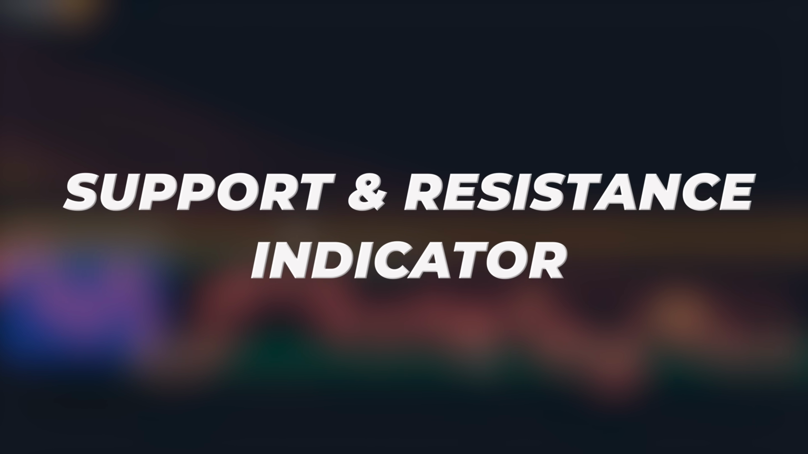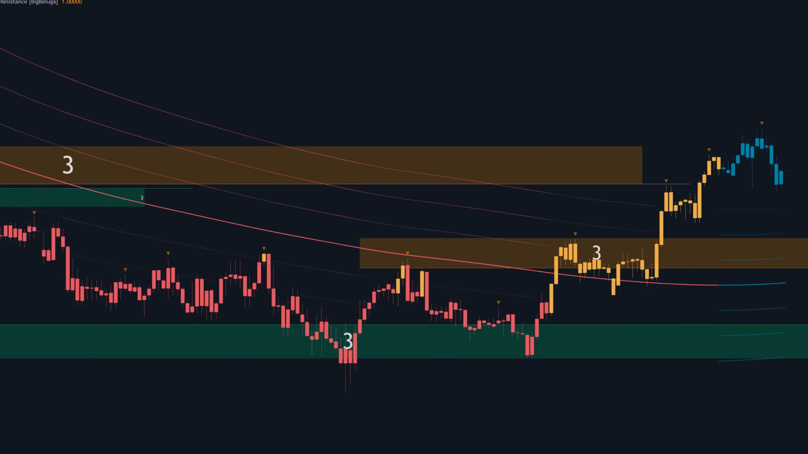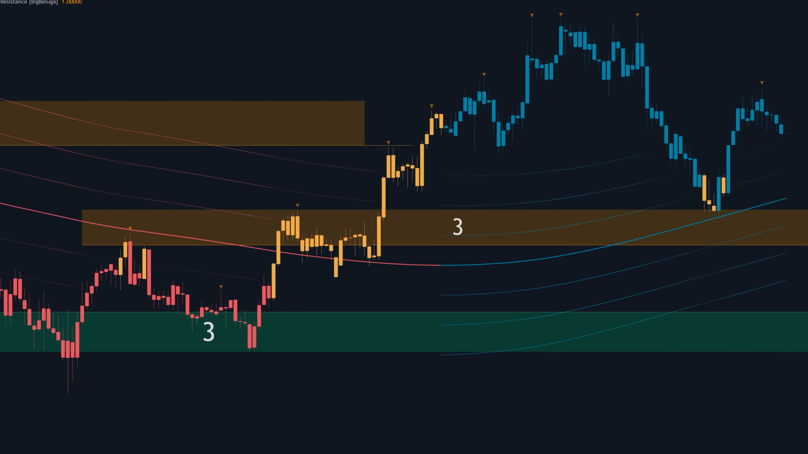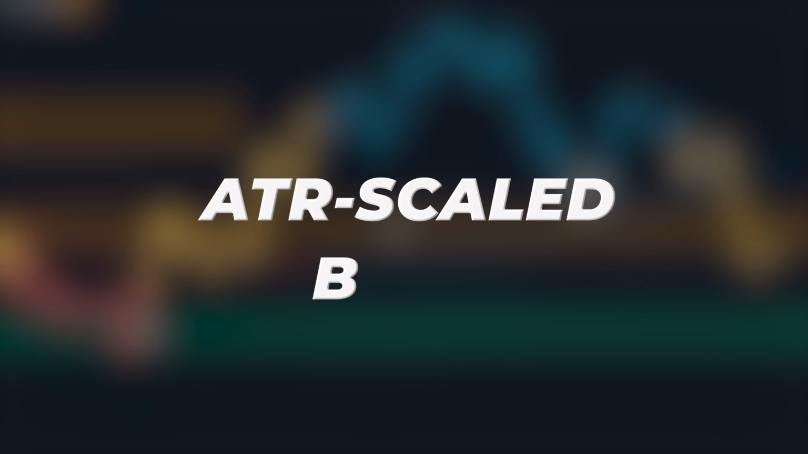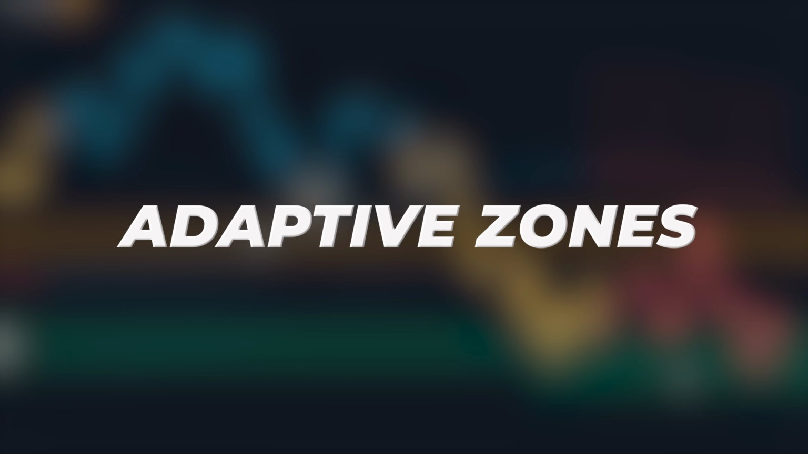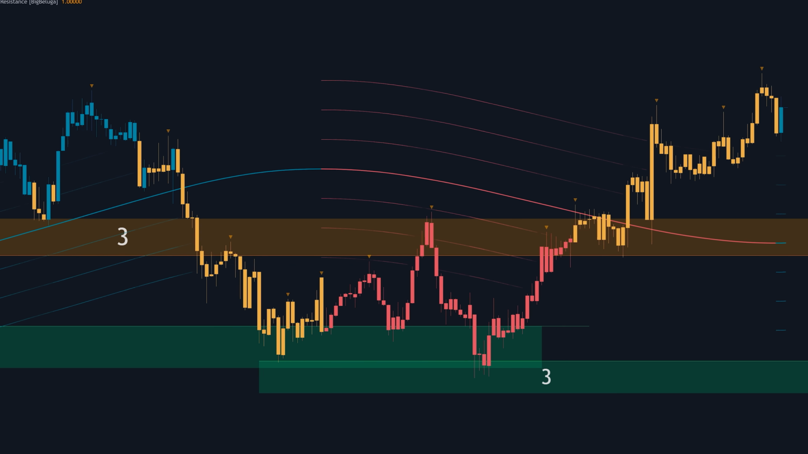In summary, the Fractal Support and Resistance indicator takes the messy, subjective job of drawing levels and turns it into an objective, volatility-aware process. By clustering multiple verified fractals inside an ATR-scaled band, it gives you adaptive zones you can actually work with and keeps your chart clean by extending current levels and auto-replacing old ones.